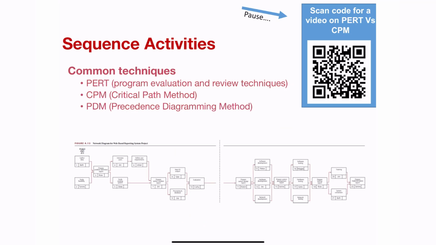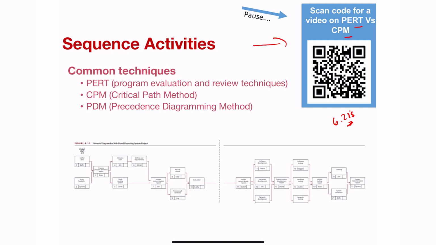What I want to do now is point you to the little QR code. If you want to pause, you can pause here, and go and have a look. I think it's about 6 minutes and 21 seconds, the length of this little video clip. And you can go and listen to the difference between a PERT and a CPM method.